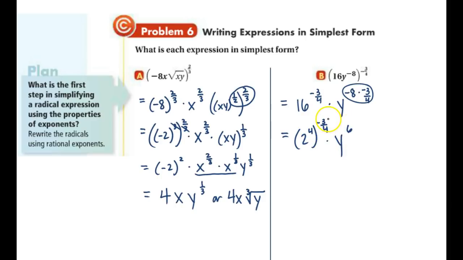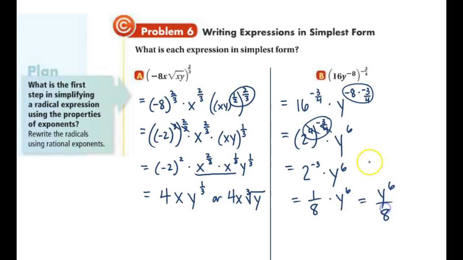When I'm multiplying the 4 and the negative 3/4, the 4's cancel, so I just get 2 to the negative 3rd times y to the 6th. 2 to the negative 3rd is 1/8 times y to the 6th is just y to the 6th over 8. So that would be the simplified form of the original rational exponent expression.